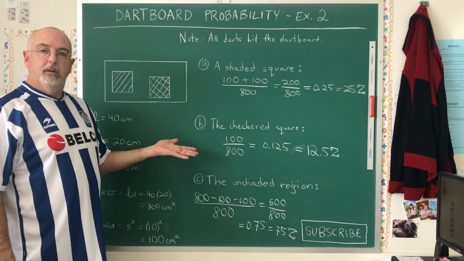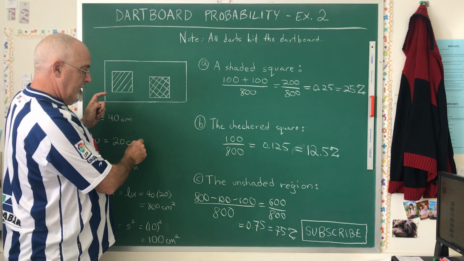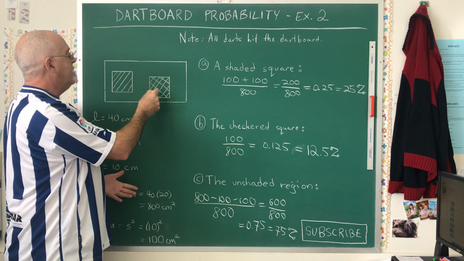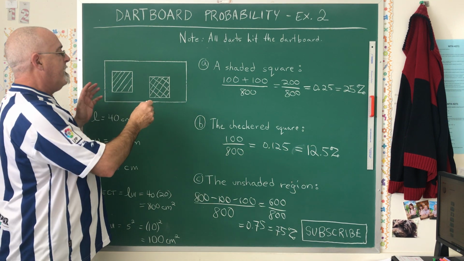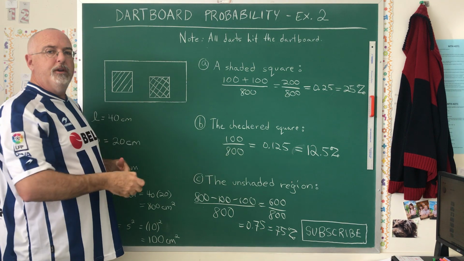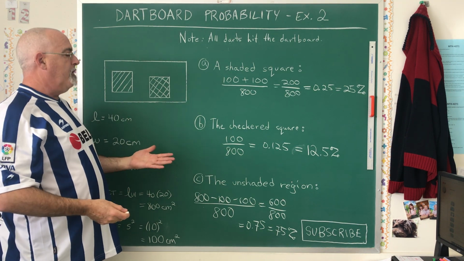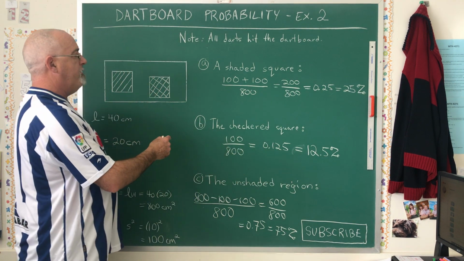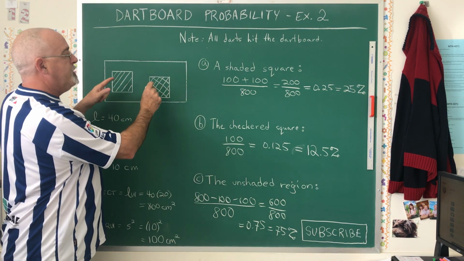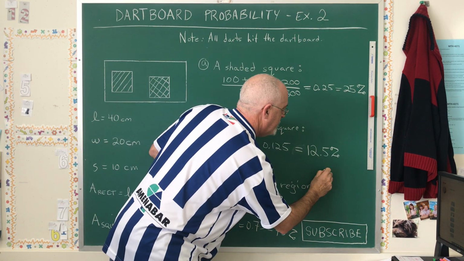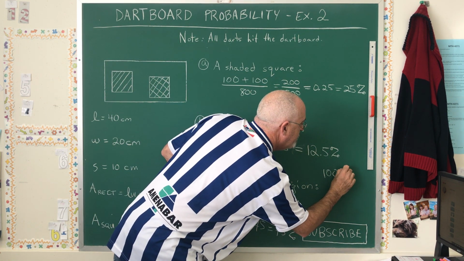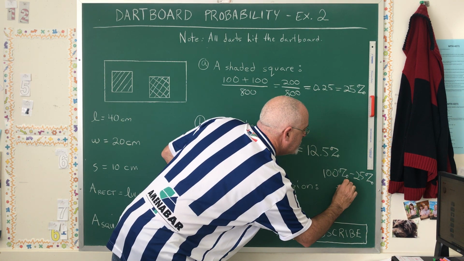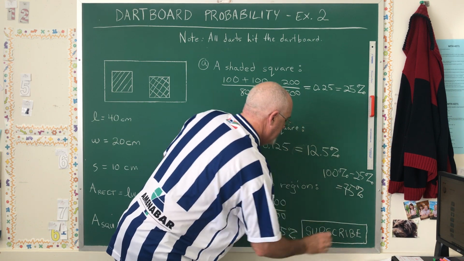But then, of course, we can use a shortcut, which is the area of the unshaded region is the complement of the areas of the shaded regions, which means that the areas of the shaded regions and the unshaded region add up to be 100% of the area we're working with. Therefore, a shortcut to answer question C is to say, we already know that the chances of hitting a shaded square are 25%. We can say 100% minus 25% equals 75%, the same answer.